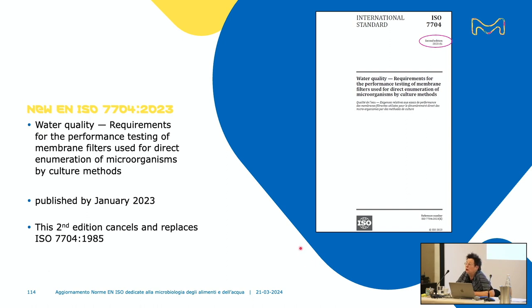Coming now to water testing, the new EN ISO 7704, which was published in January last year, sets the requirements for the performance testing of membrane filters used for direct enumeration of microorganisms by culture methods. This cancels and replaces the former ISO, which was not EN, it was only ISO 7704, a very old standard from 1985.